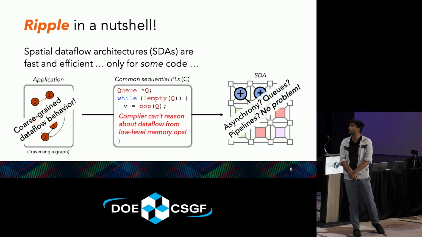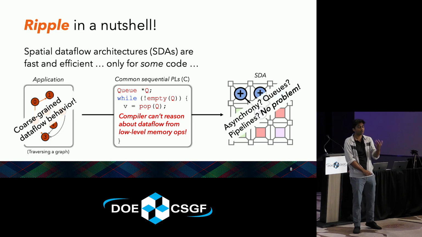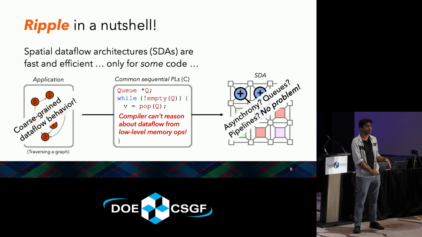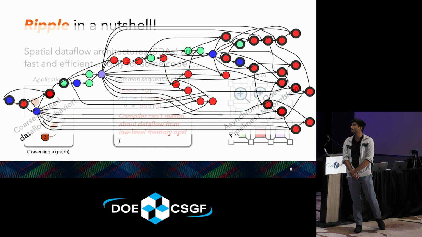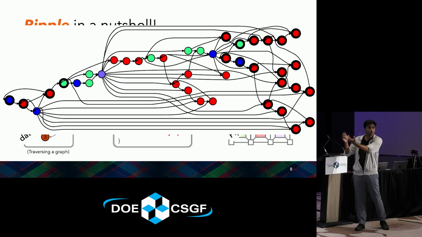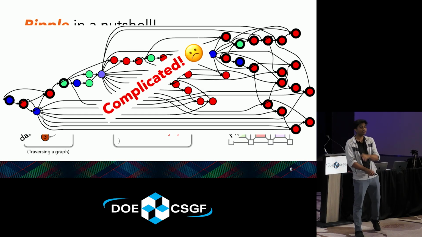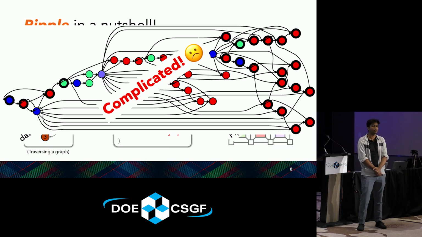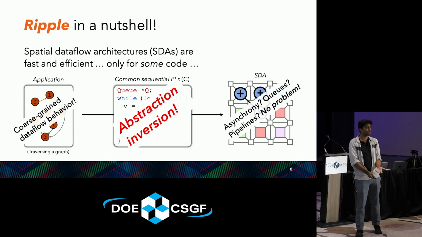Really the issue is a lot of these applications are written with low-level code like C, where it compiles down to low-level memory and control flow operations, and we've destroyed all of the nice data flow behavior that we had in the application that's modeled by the hardware. The graph application that I showed you earlier has a program representation that looks like this, which is very complicated. This does not fit on a standard spatial data flow architecture. It's very bloated and it's very slow.